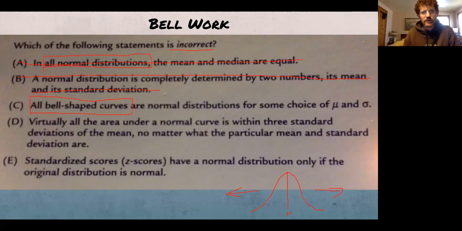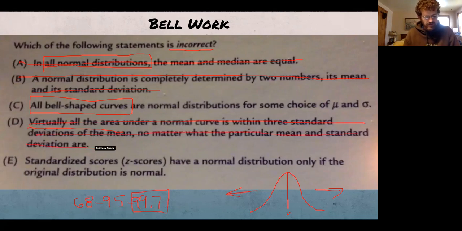Virtually all the area under a normal curve is within 3 standard deviations of the mean, no matter what the particular mean and standard deviation are. This is true according to the empirical rule, or the 68-95-99.7. I think it's fair to say that 99.7 is virtually all of the area. They're not saying all of the area, otherwise we'd know that was incorrect. But virtually all of it, well, 99.7 qualifies, so that one is correct.